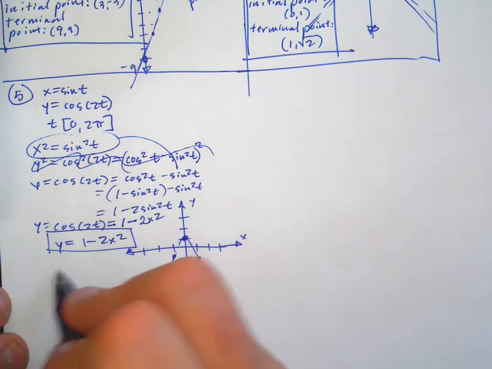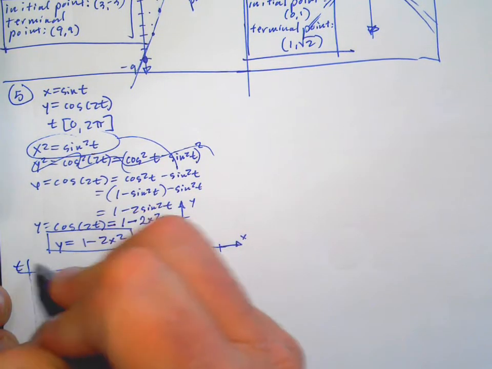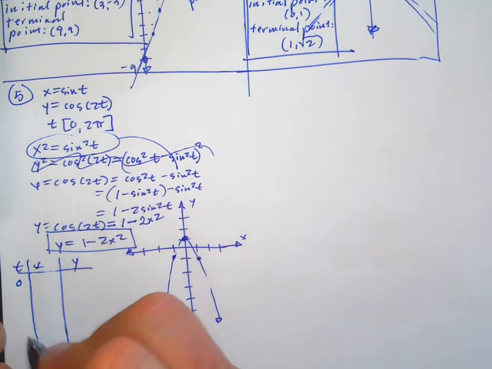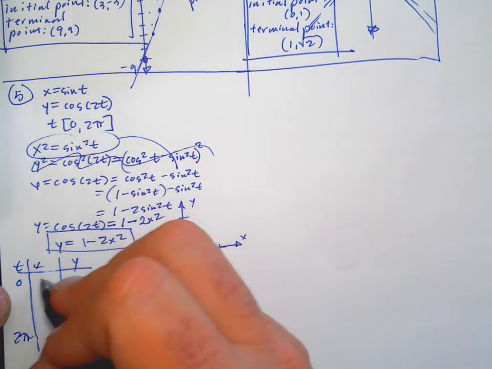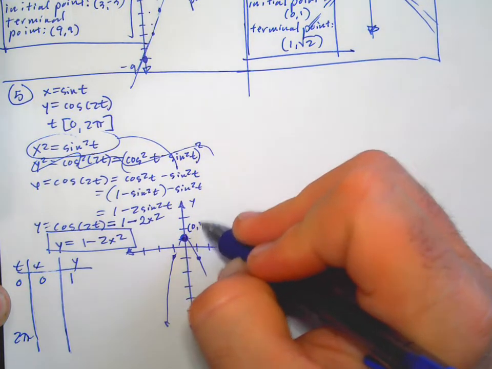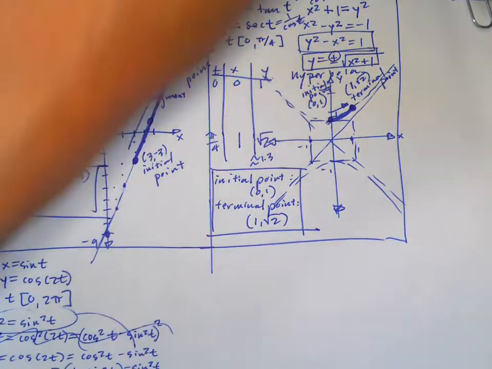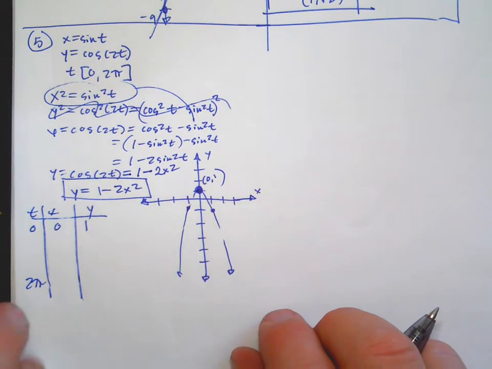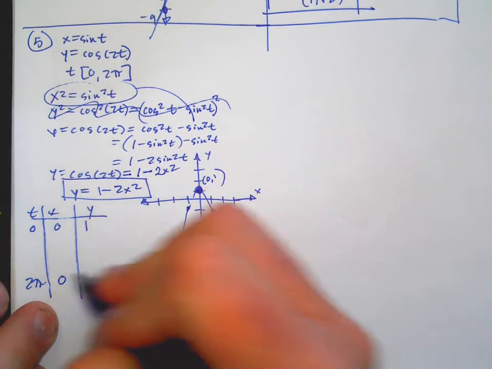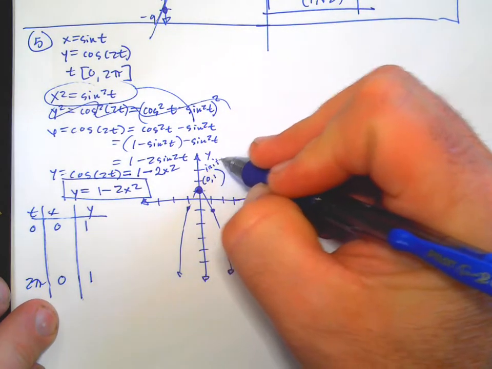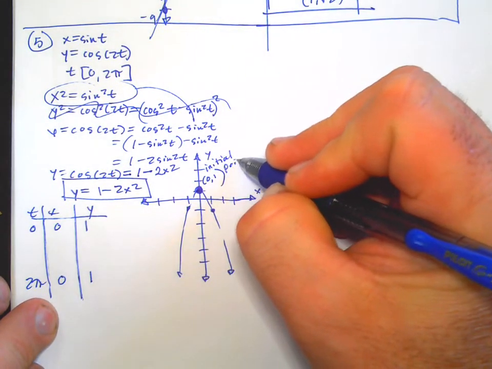And let's make a little table and find initial and terminal points. So it's going to be 0 to 2 pi. Plug in 0: sine of 0 is 0, cosine of 0 is 1. So that's the initial point, (0, 1). Then at 2 pi, sine 2 pi is 0, cosine of 4 pi is 1. So this is the initial point and the terminal point.